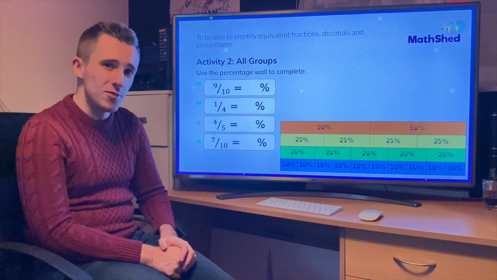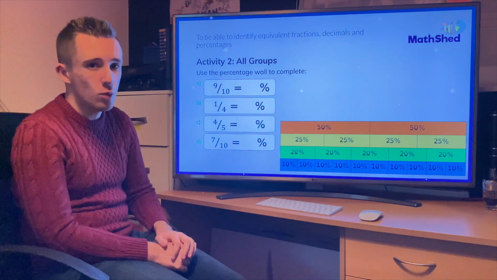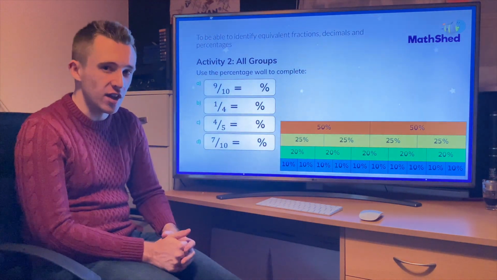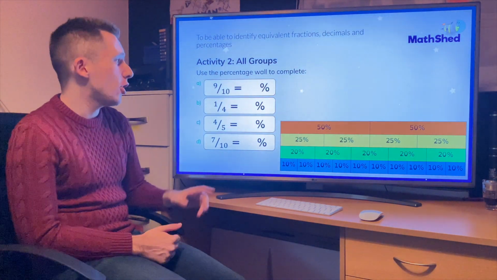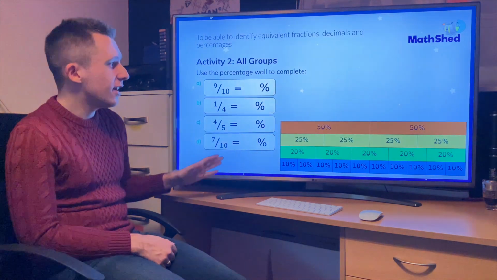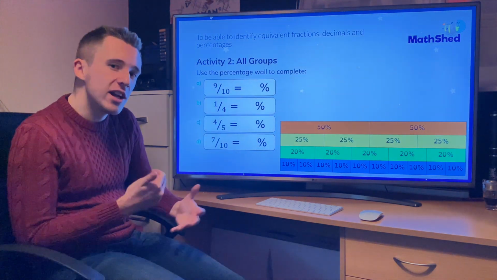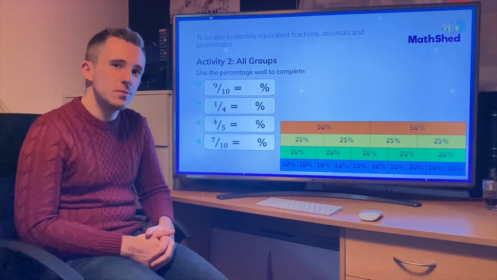Activity 2 then, aimed at all groups, using the fraction wall, or if you just know how to convert it, you can do it that way. Can you have a go at converting these fractions into percentages like I just did? Pause the video now.